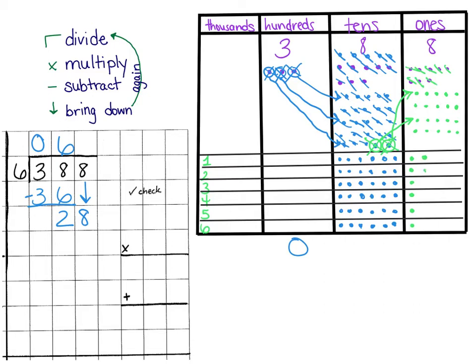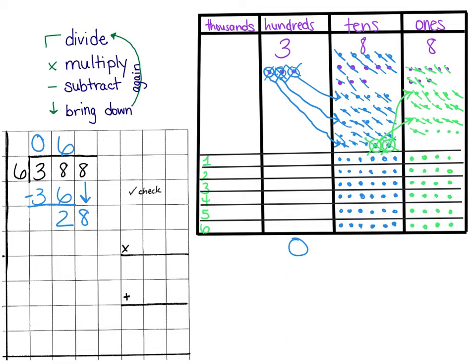1, 2, 3, 4, 5, 6. There's the next group of 6. Now the next group of 6. 1, 2, 3, 4, 5, 6. And the next group of 6. 1, 2, 3, 4, 5, 6.